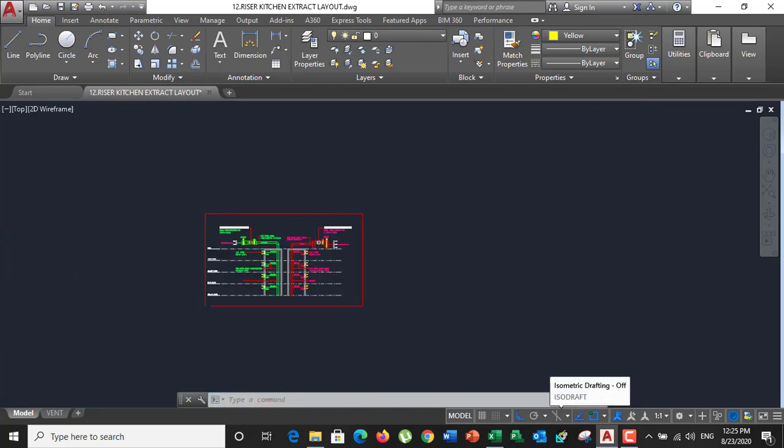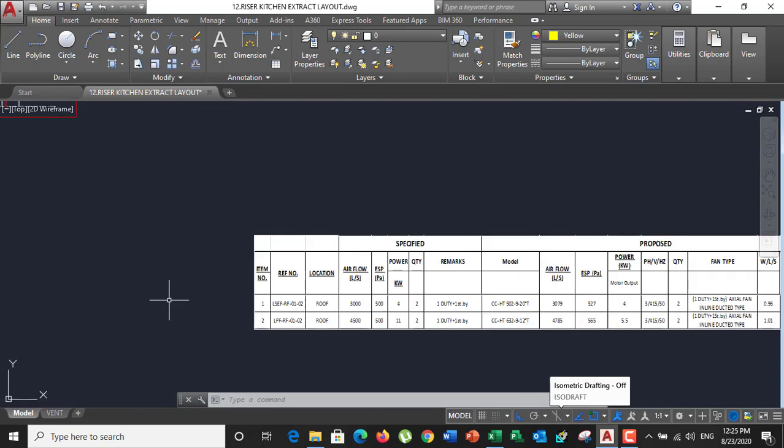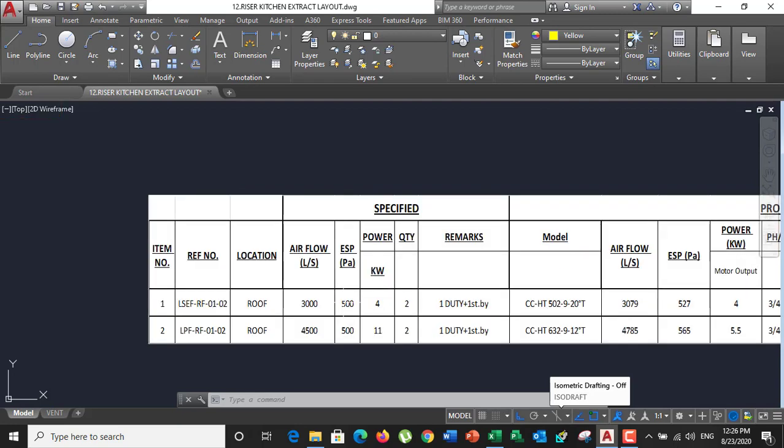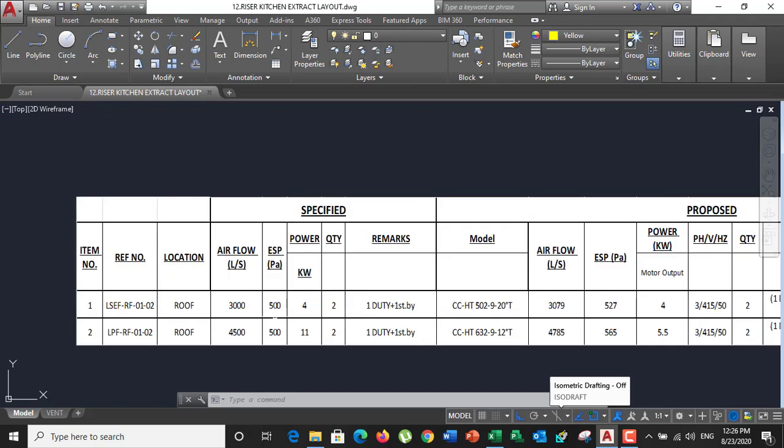I have this drawing, and I have calculated this on the basis of external static pressure. In this we are using two fans on the roof, one of 3000 liters per second and one of 4500 liters per second. Both have 500 pascal external static pressure requirements, and this is the power requirement. So we will discuss how to calculate this external static pressure.